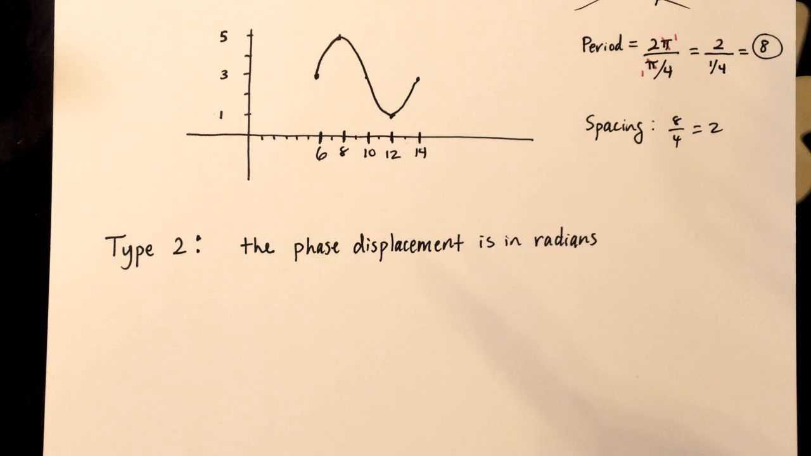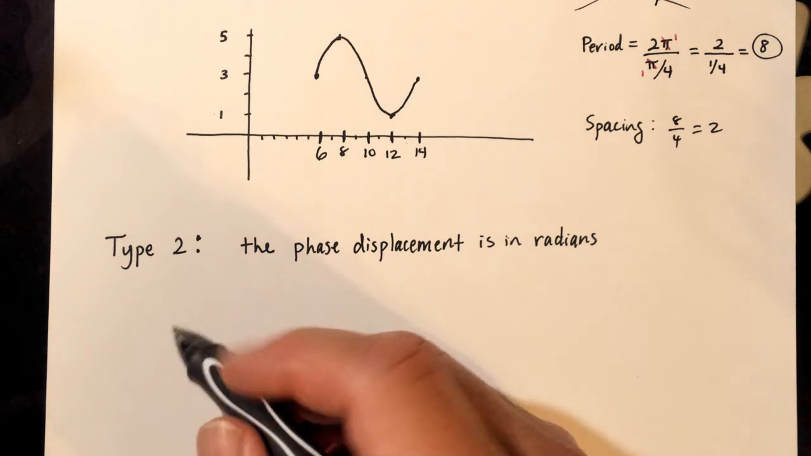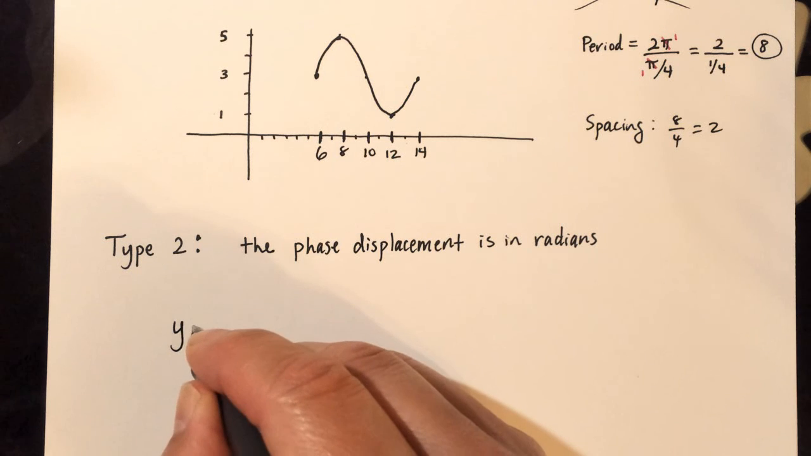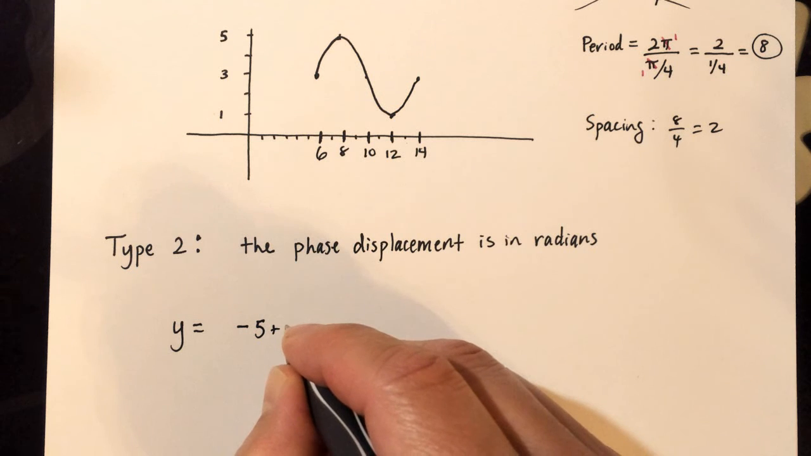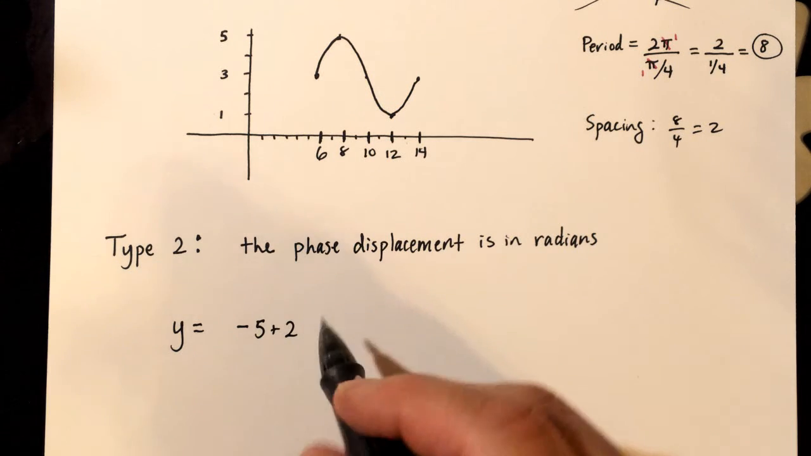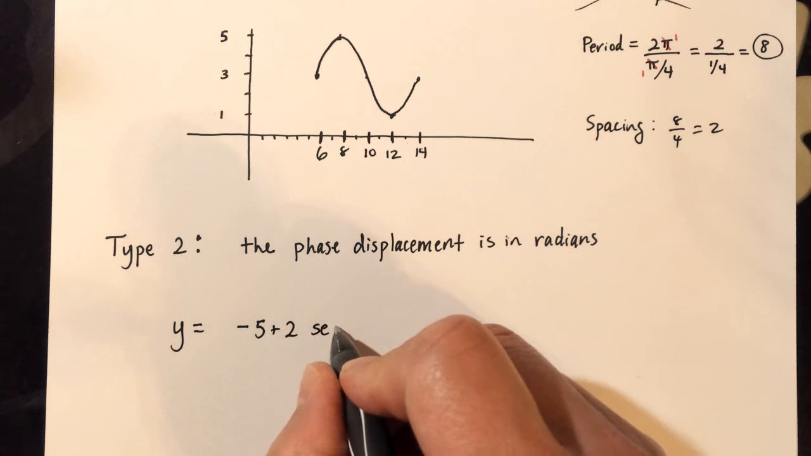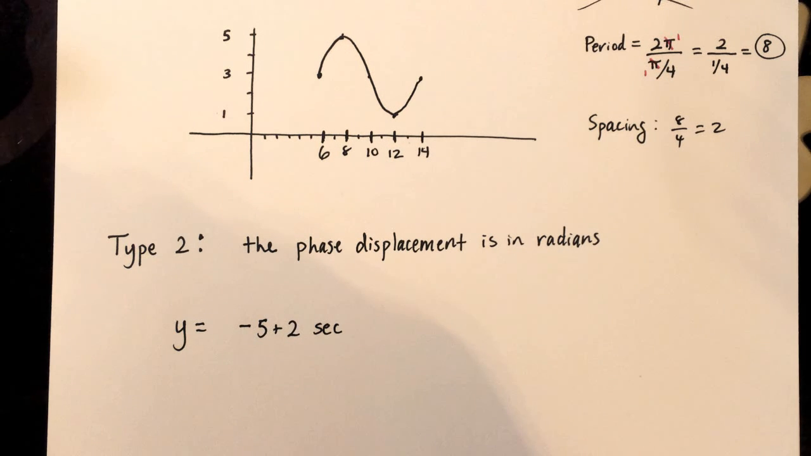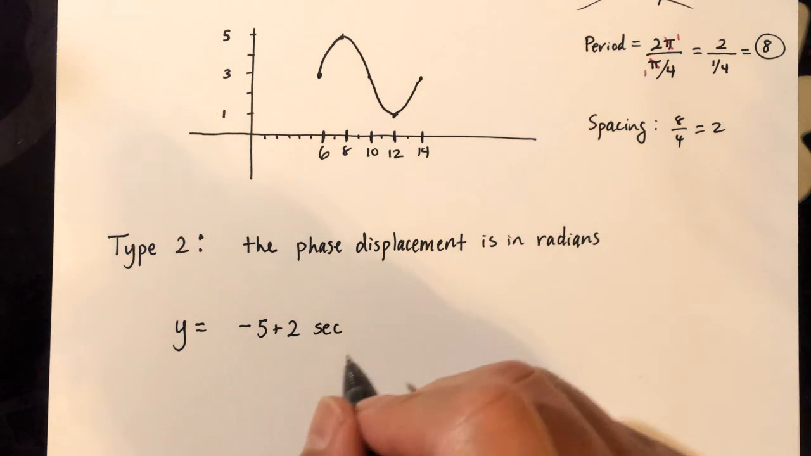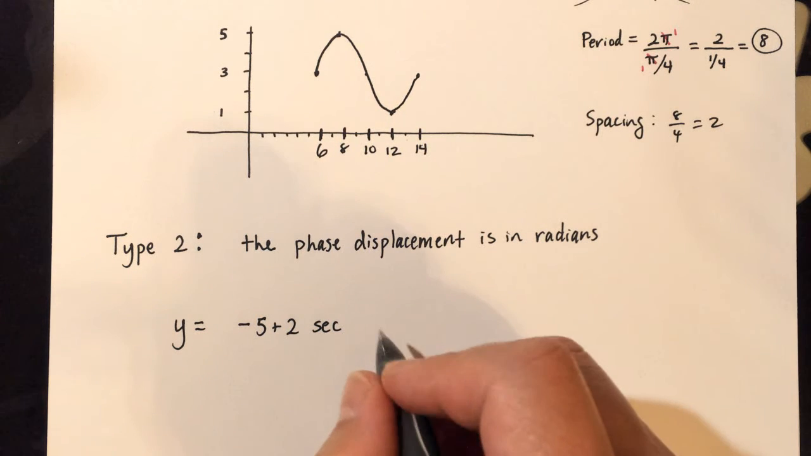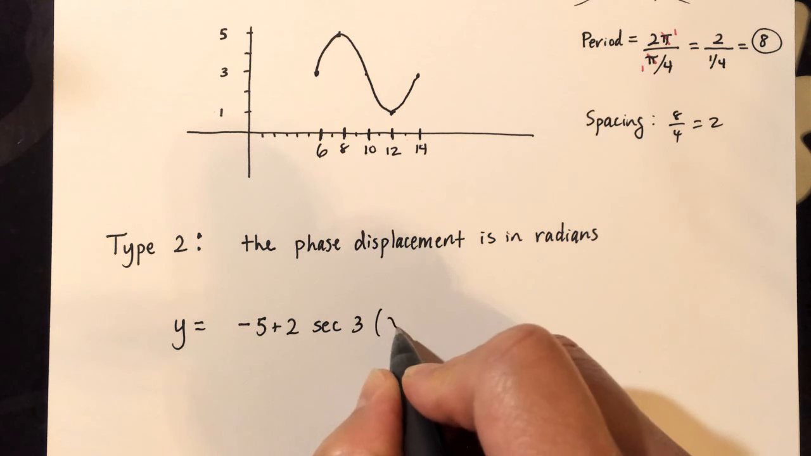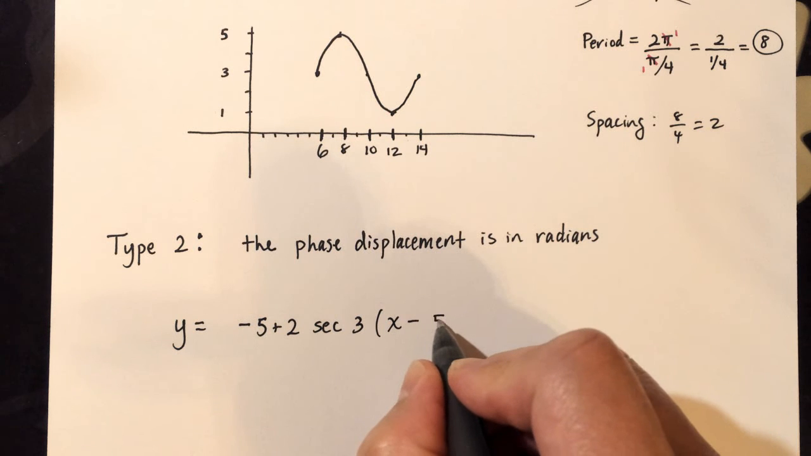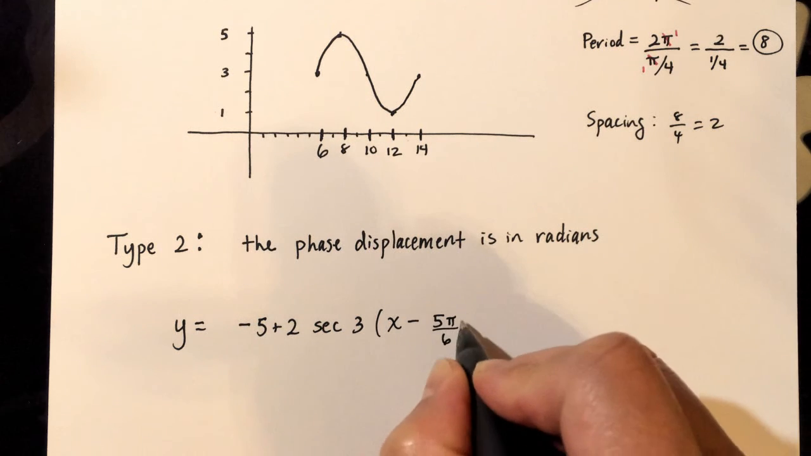I guess that's a little bit important. Remember that. Let's go negative 5 plus 2, so secant. Do you remember if secant is sine or cosine? Better remember. And let's go with 3 for the frequency. And then we're going to go x minus 5 pi sixths.